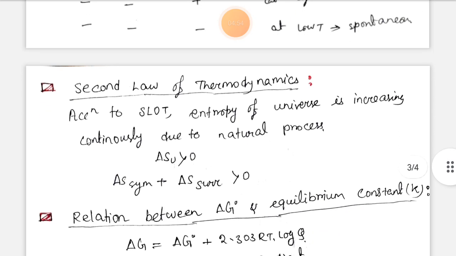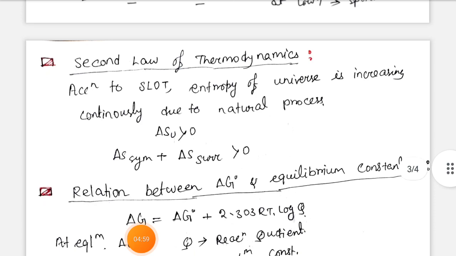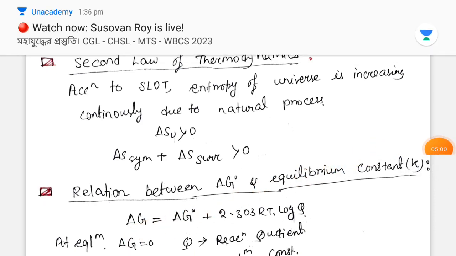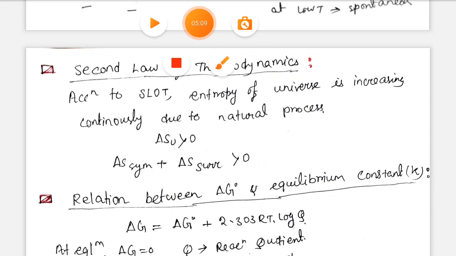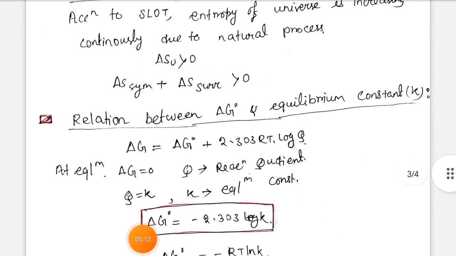Next, second law of thermodynamics. According to the second law of thermodynamics, the entropy of the universe is increasing continuously due to natural processes. Hence, delta S universe is greater than 0. So, delta S universe is equal to system plus surrounding. So, delta S system plus delta S surrounding is greater than 0.